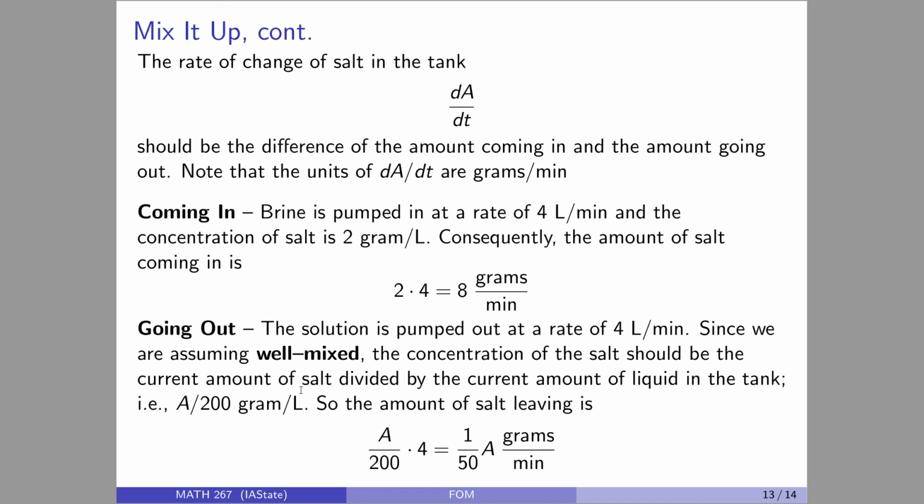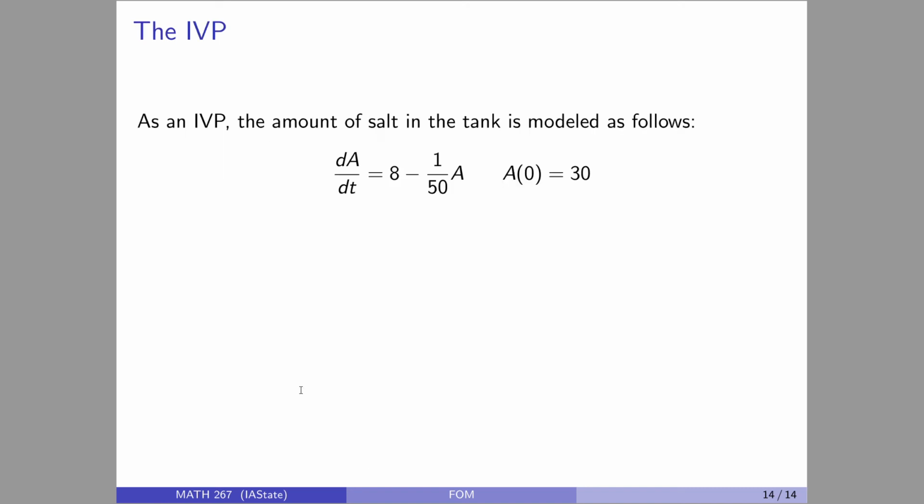Now we figured out the rate of salt coming in and the rate of salt coming out. So dA/dt is the difference of the two: 8 minus 1/50th times A. The initial amount of salt in the tank is 30.